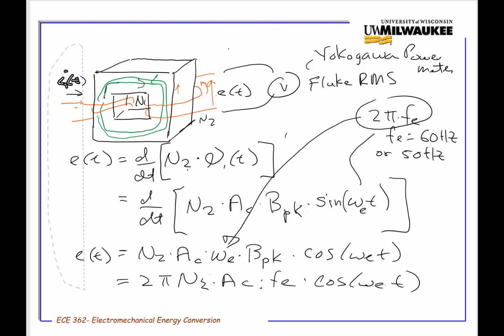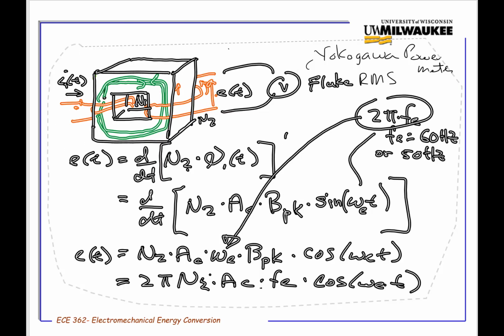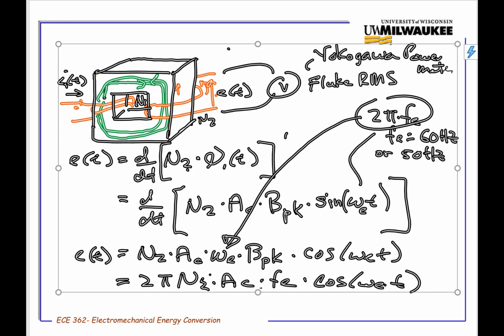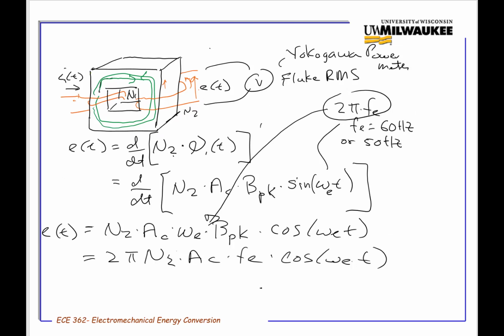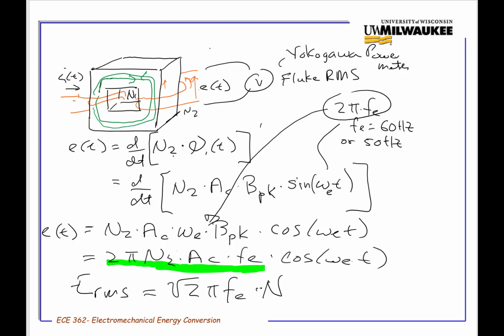Now, one last step to get the RMS. It's going to be the peak divided by square root of 2. So E RMS is going to take this whole thing here and divide it by square root of 2. So that ends up being square root of 2 pi Fe. Now I'm just going to make this general. The number of turns involved, area of the core, and I left out B peak up here, times the B peak.